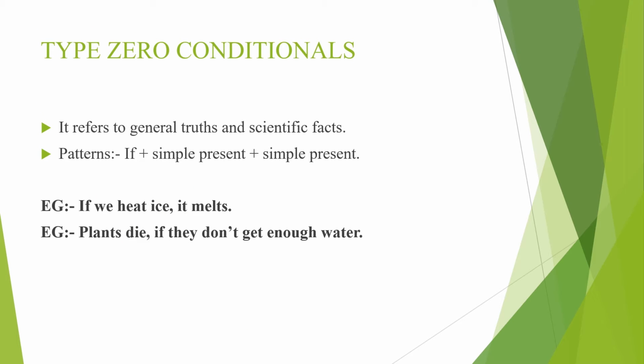Moving on to the types of conditionals. The first one is the type 0 conditional. In this, we basically discuss general truths or scientific facts. What are general truths? These are statements which are known and true for everyone, and scientific facts are facts which cannot be changed. Now the pattern used in the 0 conditional is, we use the word if, then the simple present tense and simple present tense.